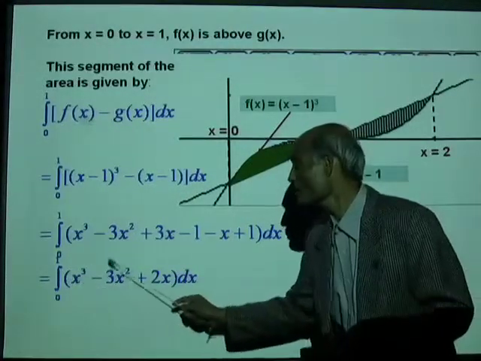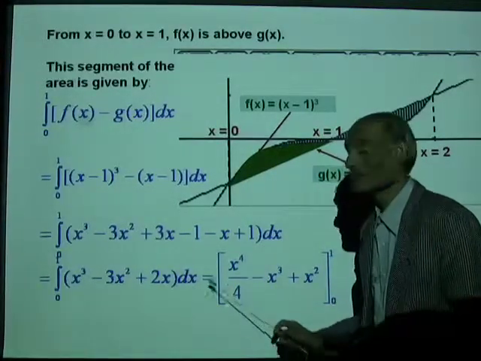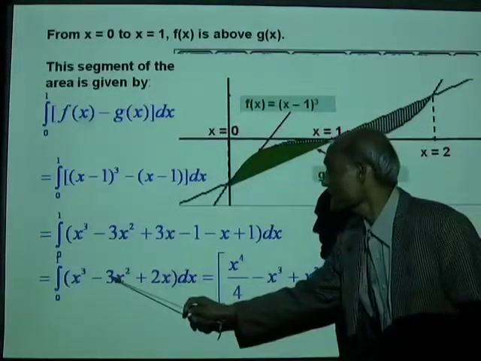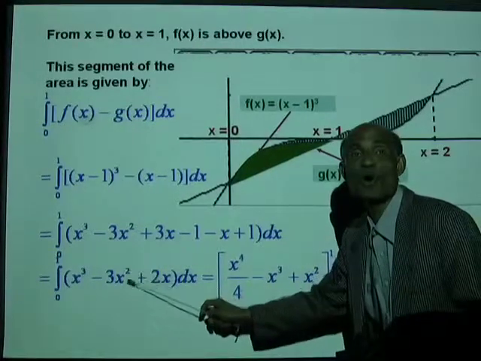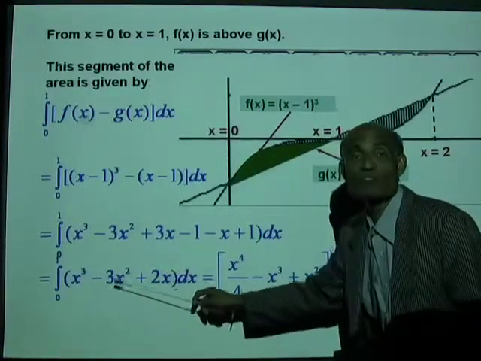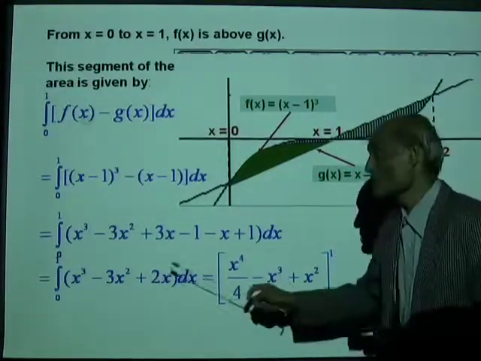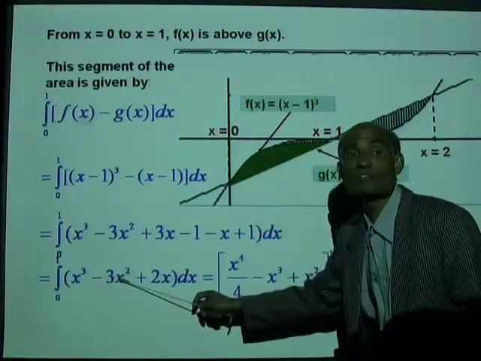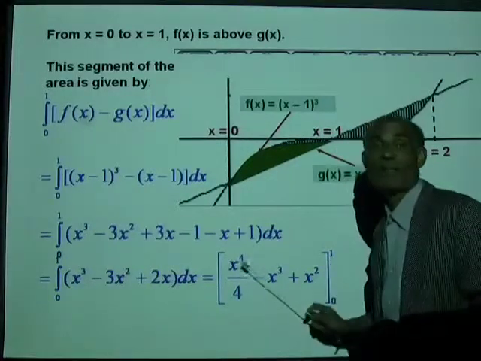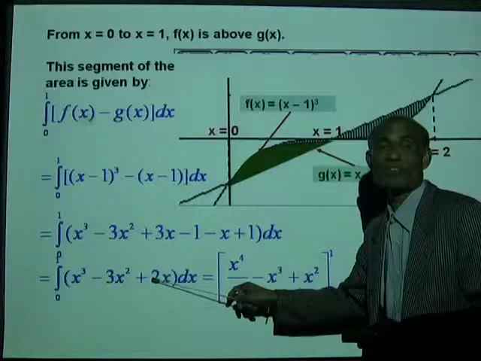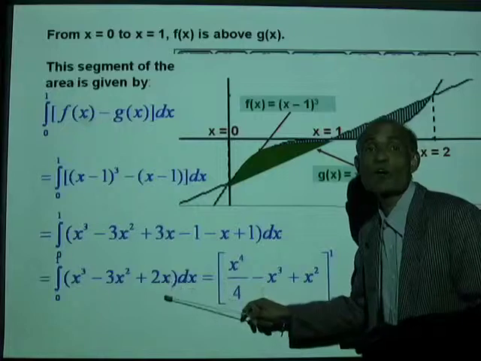What is the integral of x cubed dx? That will be x to the power of 4 over 4 minus 3 times integral of x squared is x cubed over 3, and the 3 on the denominator and the 3 on the numerator will cancel, leaving a simple x cubed. So integrating minus 3x squared gives you minus 3x cubed over 3, that will be minus x cubed, plus integrating 2x gives you 2 times x squared over 2.